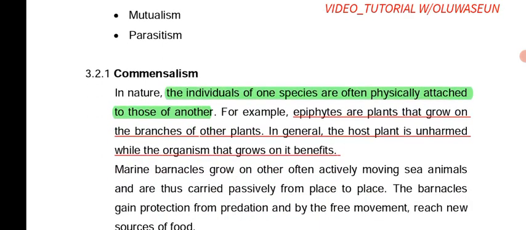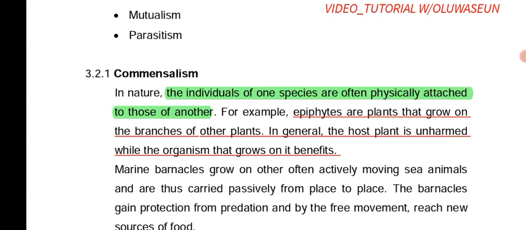Commensalism is when individuals of one species are often physically attached to those of others. That is, they are physically attached to them. They cannot be separated. An example is the epiphytes. Epiphytes are plants that grow on the branches of other plants.